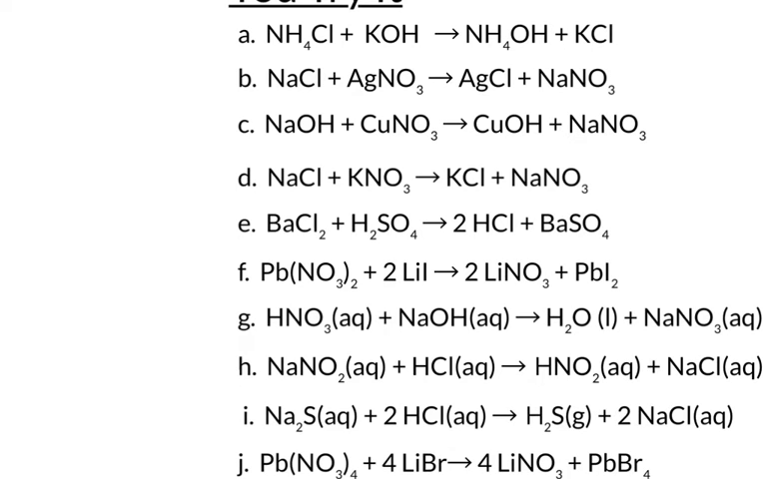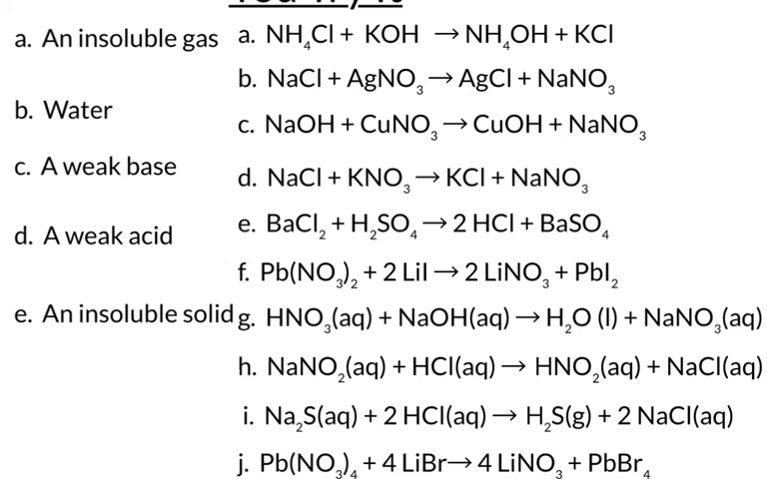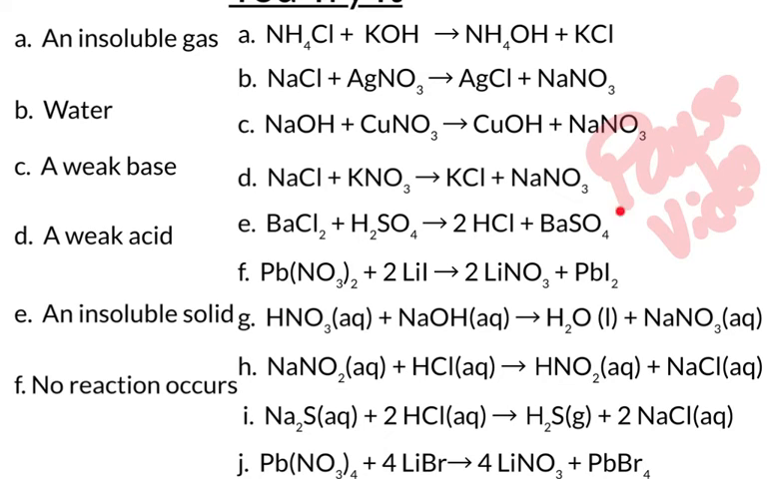Now it's time for you to try it. For each of these reactions, you should first decide whether the reaction does or does not occur or go to completion, and then second, if it does go to completion, indicate what causes it to go to completion. Given the choice of A, an insoluble gas is produced, water is produced, a weak base is produced, a weak acid is produced, or an insoluble solid is produced. And finally, as a reminder, if none of these are produced, then you would put down that there was no reaction. So please pause your video and then restart it when you have all of the answers done.